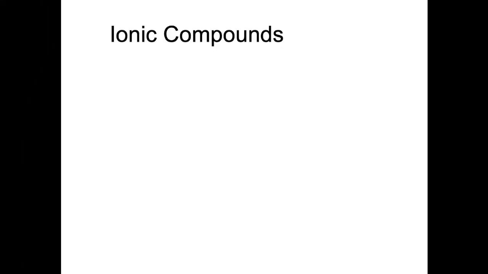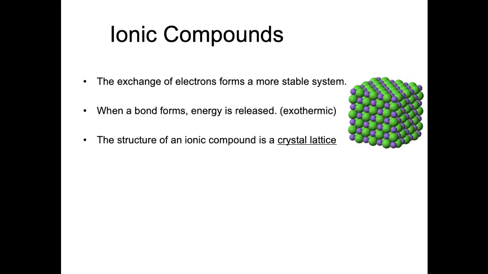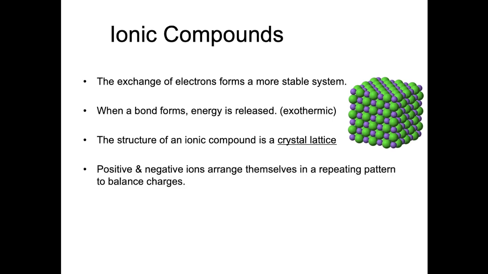Now let's talk about some of the properties of ionic compounds. First off, in ionic compounds, the atoms exchange electrons to form a more stable, lower energy system. And when bonds form, energy is released. The structure of an ionic compound is called a crystal lattice. It's just a repeating pattern of ions. And the positive and negative ions will always arrange themselves in a repeating pattern that balances charges, meaning the final compound will always be neutral. The charges of the ions will add up to 0. And these ionic crystals have very strong, rigid structures to them.